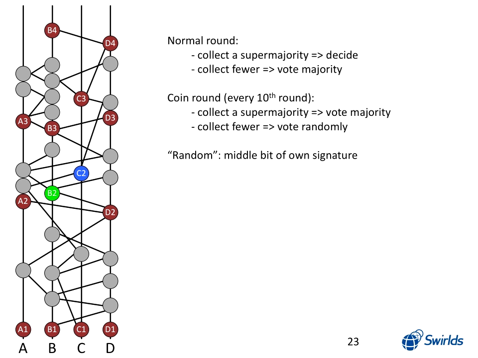And then if nobody in that round can decide, we go to the next round and let somebody there decide. And if no one decides there, we go to the next round. And then every 10th round, we have a coin round where supermajorities vote with the supermajority and non-supermajorities vote randomly by taking the middle bit. Done.